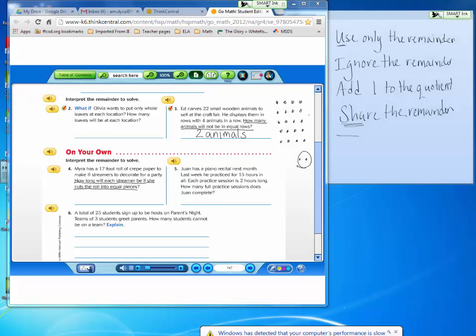So if I take 8 circles, because I'm making 8 streamers, and I partition out the 17, 1, 2, 3, 4, 5, 6, 7, 8, 9, 10, 11, 12, 13, 14, 15, 16, I would have 1 left over. So my first answer would be 2 remainder 1. Now I wouldn't say I need remainder 1 foot.